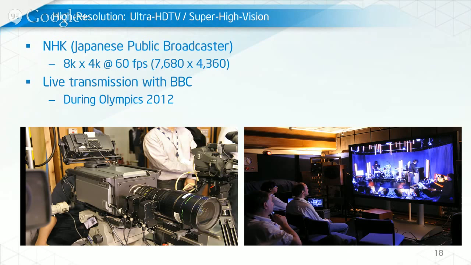A different way is going towards higher resolution. So this is actually a test setup at BBC, and it was together with NHK. NHK, if you don't know, is the Japanese public broadcaster. They also have a big research department. They developed a system that is capable of capturing, transmitting, and displaying 8K resolution, at that time at 60 frames per second. And BBC did a test with NHK during the Olympics 2012.